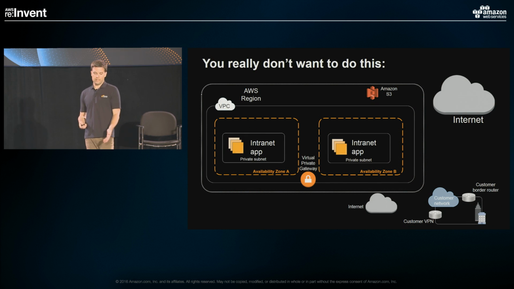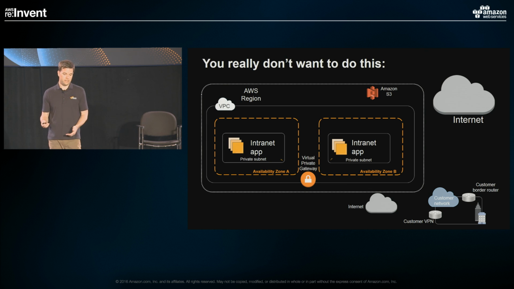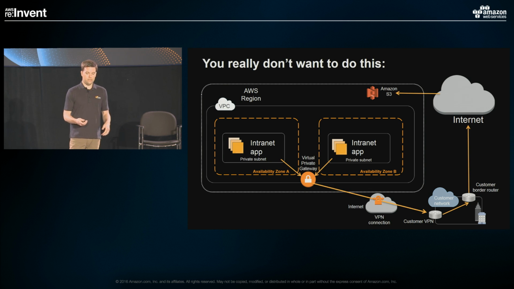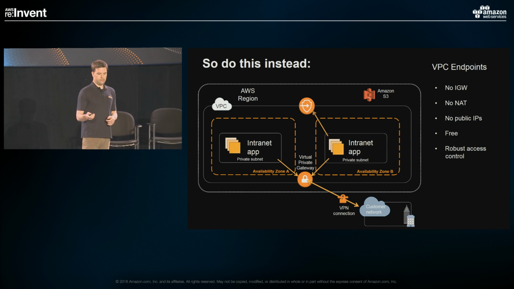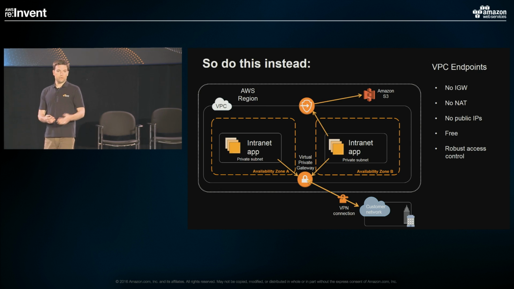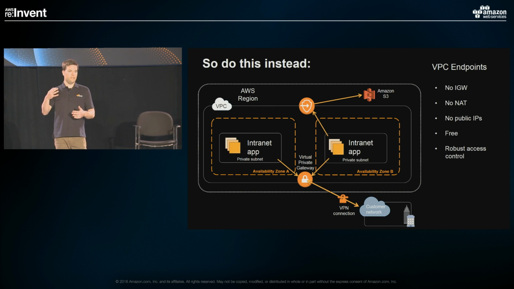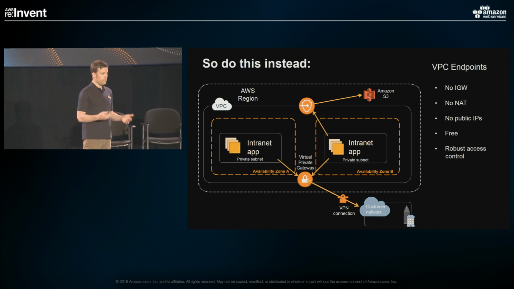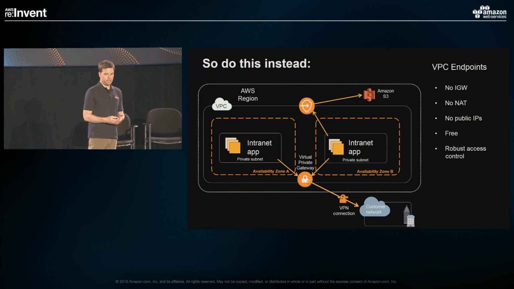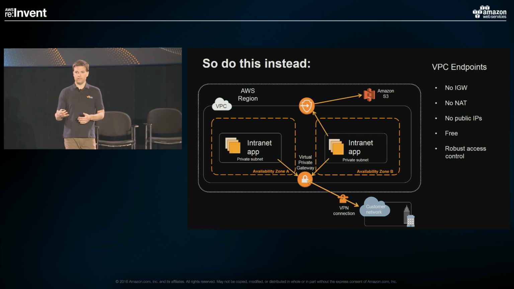So by default, if you didn't do anything else, this is the route that you would take to facilitate that connectivity. You have to go down in your data center, all the way out your data center's public border, back around to the region. And that's obviously not an ideal way to go. Fortunately, we have VPC endpoints, to meet exactly this requirement, to provide private IP connectivity to AWS services, in this case, S3. So with VPC endpoints, there's no internet gateway required. There's no NAT. You're not using public IPs. It's free, and you have very robust access control, and it's private IP connectivity to S3.